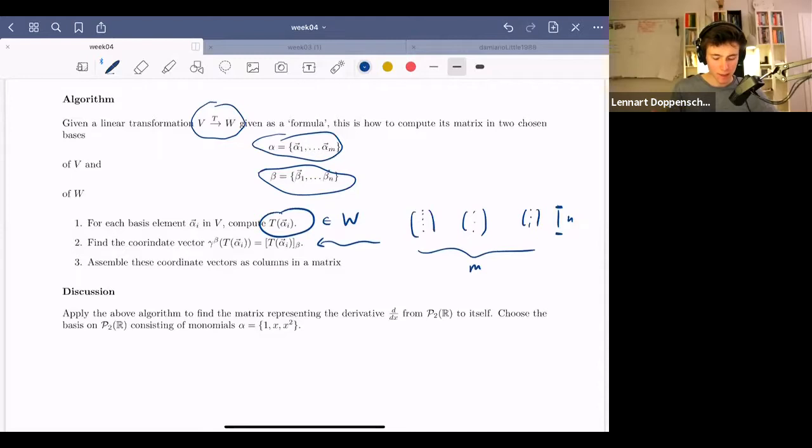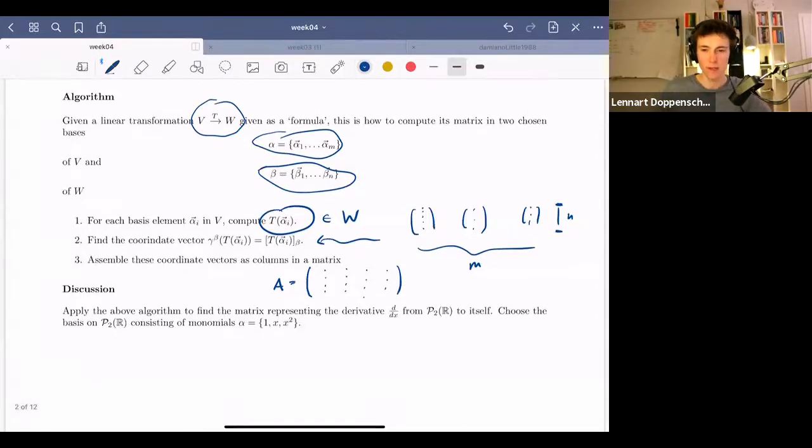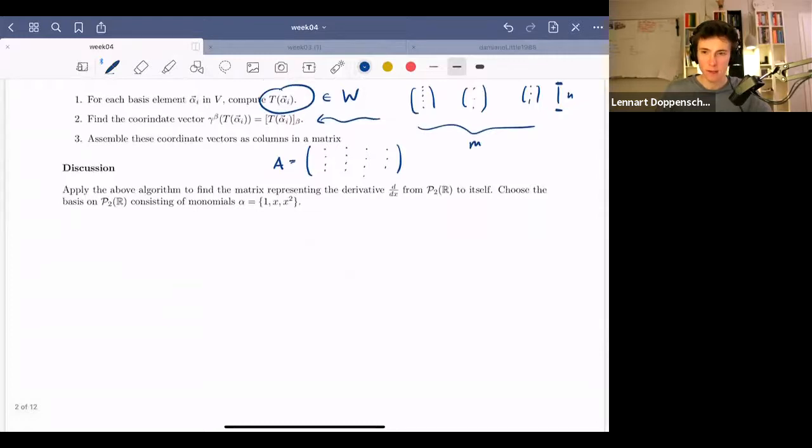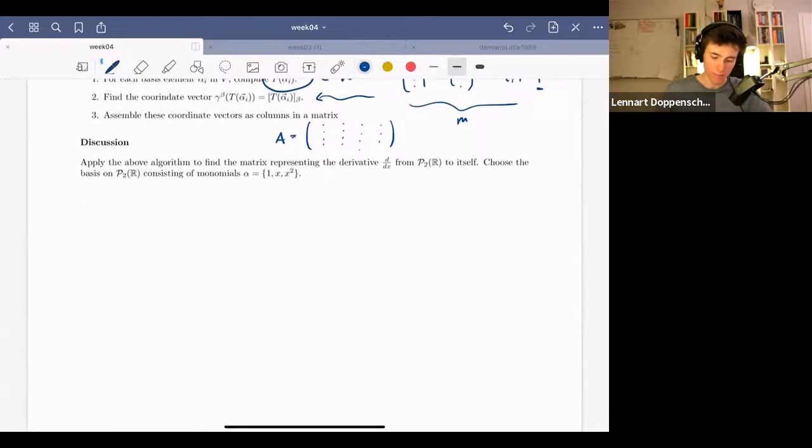And the last step is assemble these coordinate vectors as columns in a matrix. So you would just write A, and you're going to write these as columns. And then the claim is, well, that's not part of the algorithm, but we're going to see later that this is exactly the matrix that we're looking for. So before we define this abstractly and we prove things about this, which we're going to do later, I want you to discuss the following.